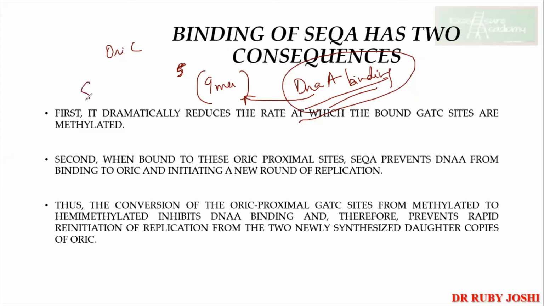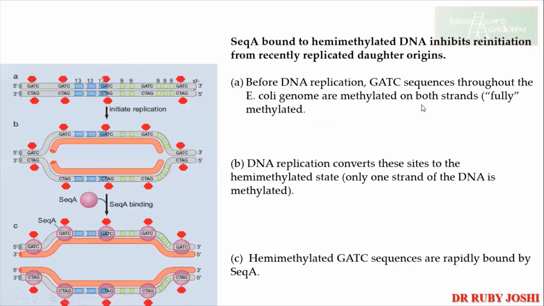If SeqA protein were not there, then DnaA binding protein will go again and bind to these sequences and will reinitiate the replication. But we have got the SeqA proteins to inhibit or prevent the second round of replication. Okay, so this is going to prevent the rapid replication while the first one is going on. Is this much clear to everyone? Yes, ma'am. Get the figure, it will be more clear now.